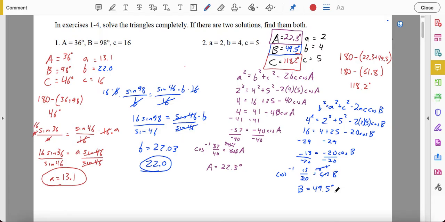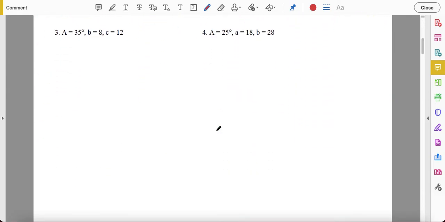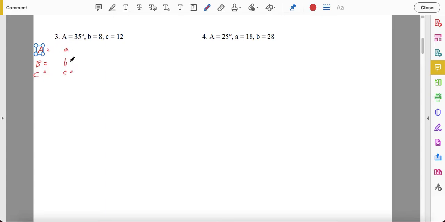All right, very good. So moving on to number 3. Looking at this one, setting up our table: A equals, B equals, and C equals, and sides A, B, and C also equal. We've got side B is 8, side C is 12, angle A is 35 degrees. All right, so we've got our givens all set up.